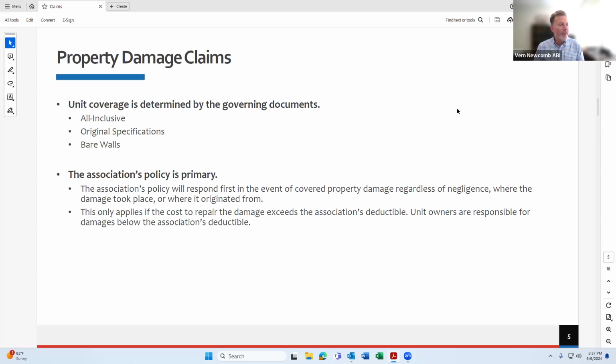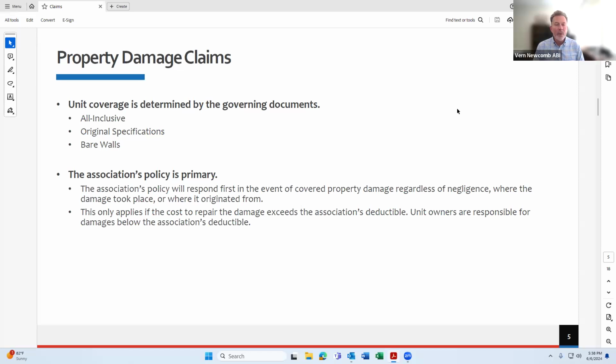Another coverage form that we see is what we call original specifications. How this is set up is the policy will cover the common elements and the limited common elements. It'll also cover the unit, but it only covers the unit as it was deeded over from the developer. So any improvements or betterments made to the unit are not going to be covered under this type of policy. The unit owner would need to get this coverage.